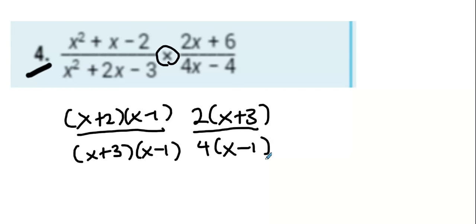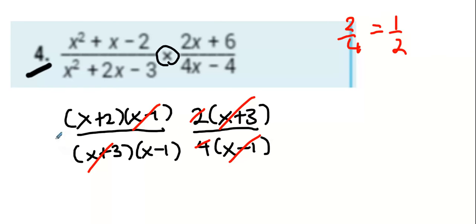Now here's the deal. Because everything's being multiplied, anything on the bottom can interact with anything on the top. So what can I get rid of? What about the 2 and the 4? What's 2 over 4?